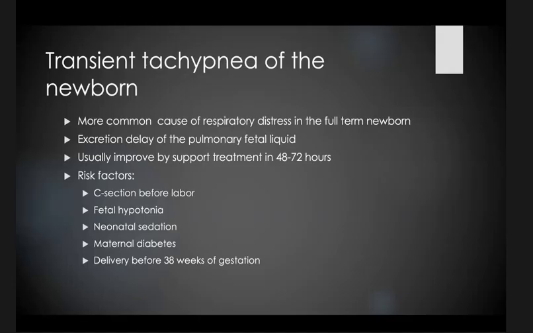So the transient tachypnea of the newborn is the most common cause of respiratory distress in a full-term newborn. It's basically a delay in excretion of the pulmonary fetal liquid. It usually improves with supportive treatment in 48 to 72 hours.